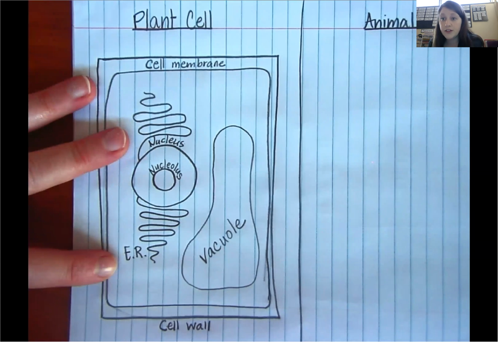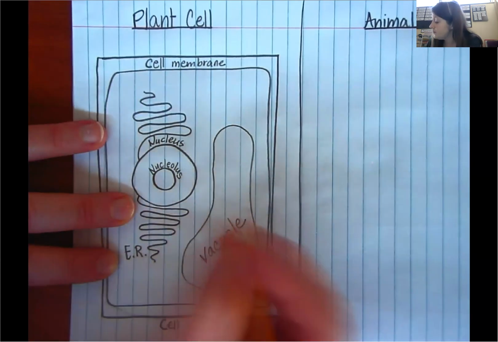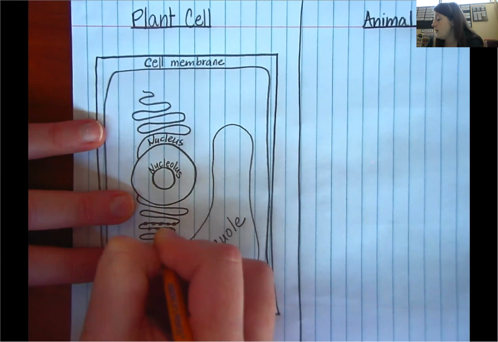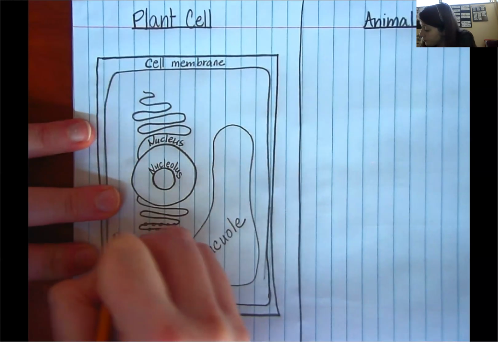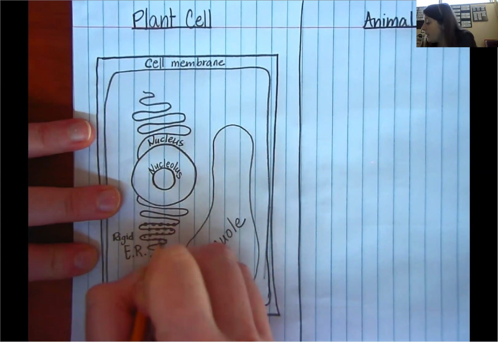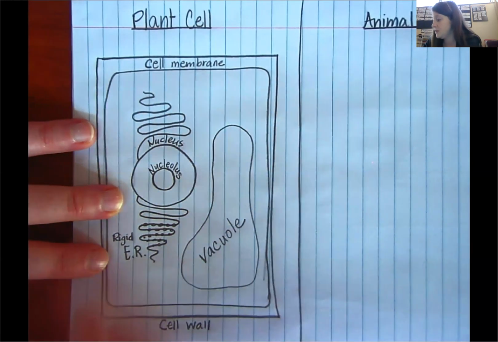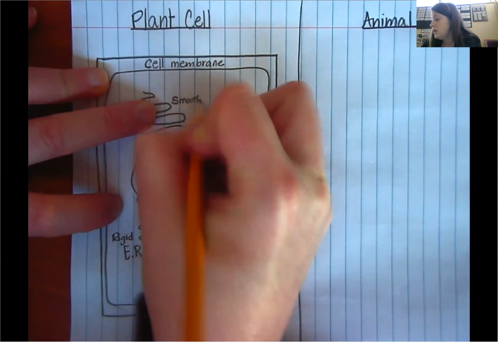Usually one part of the endoplasmic reticulum has dots on it, and those dots are called ribosomes, and they form what we call the rough ER, and any part of it that does not have those ribosomes we would call the smooth ER.